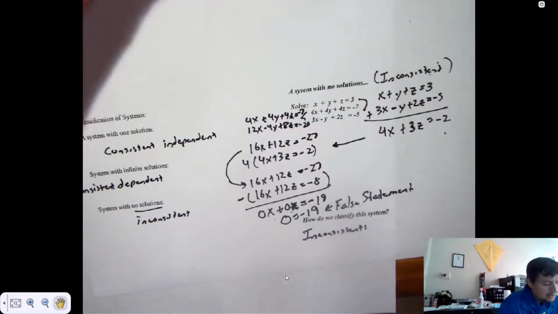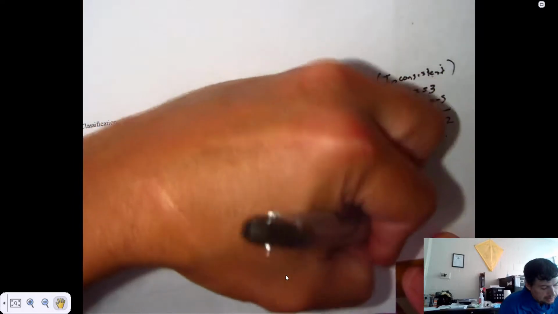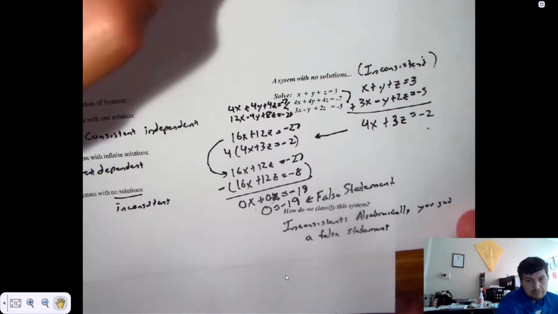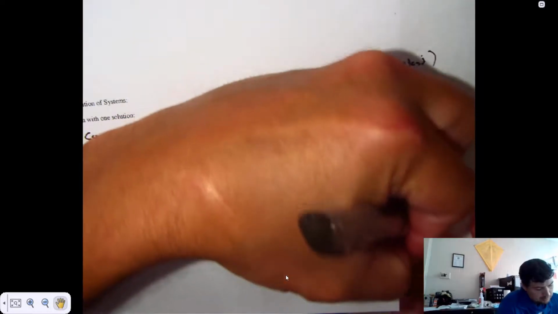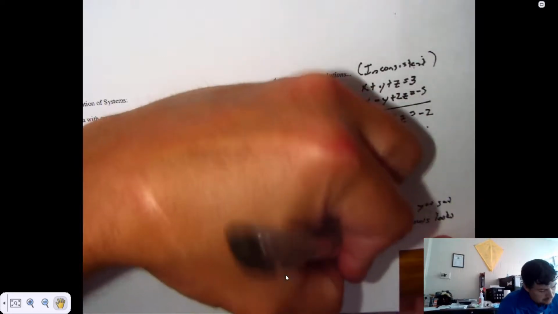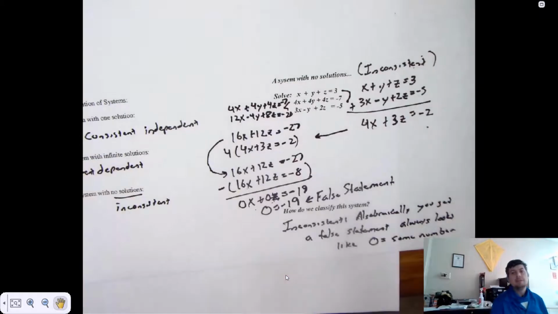What you're supposed to catch on to is that algebraically, you get a false statement. And it's always something that looks like 0 equal to some number. Always. Anytime you see 0 equal to some number, you have a system with no solutions.